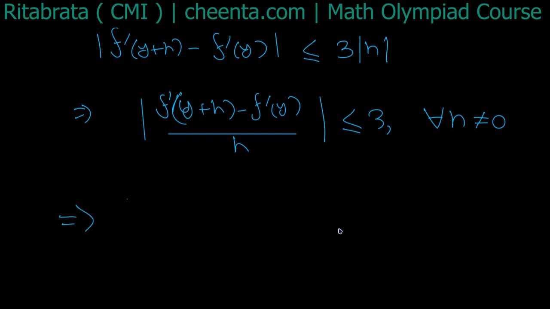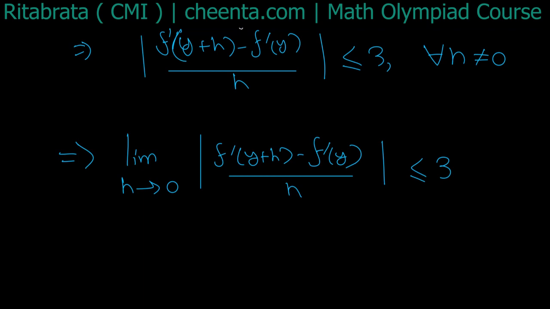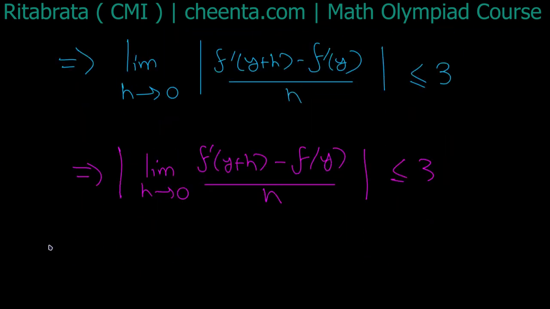So now I can just take the limit, h tends to 0. And as my modulus function is continuous, I can put the limit inside. Remember that if you want to find the limit as x tends to a of f of something, and you want to put the limit inside, your function should be continuous at that point. And here my function is the modulus function, it is continuous everywhere, so I don't need to worry. So mod of the limit as h tends to 0 of this quantity, and we know that this limit is by definition f double dash y. So mod of f double dash y is less than or equal to 3.